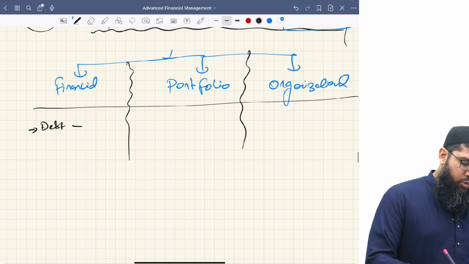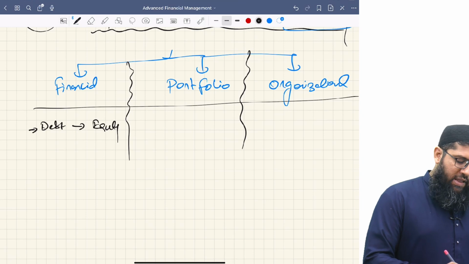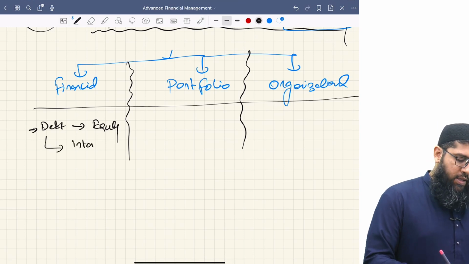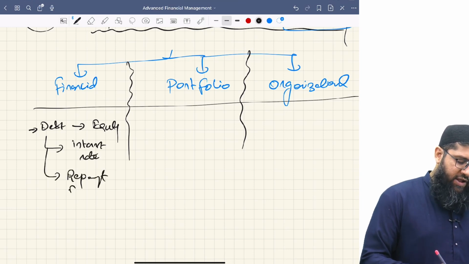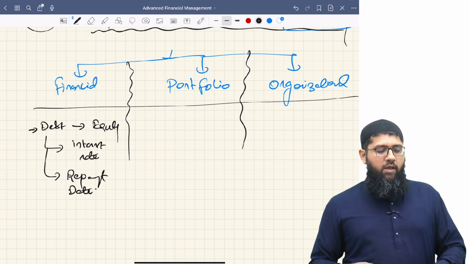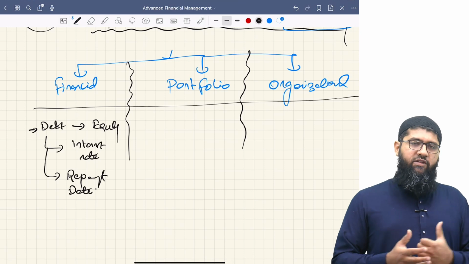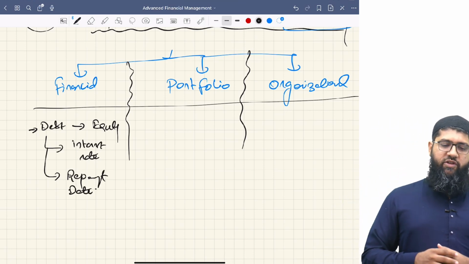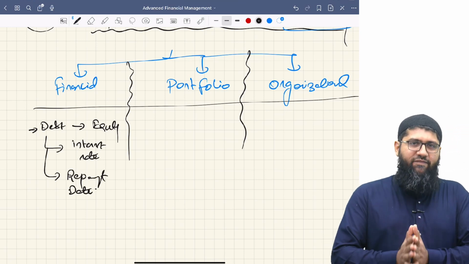Maybe you would try to convert some of this debt into equity. Maybe you would try to renegotiate the interest rate. Maybe you would try to renegotiate the repayment date or the repayment amount, etc. So there could be a lot of things that could possibly happen when it comes to financial reconstruction. When we discuss financial reconstruction, we would be going through this specific scenario.